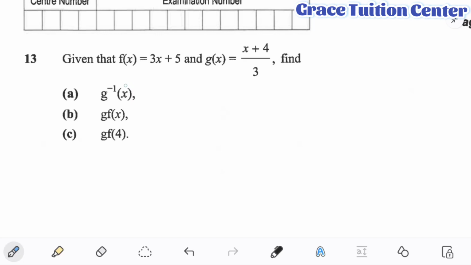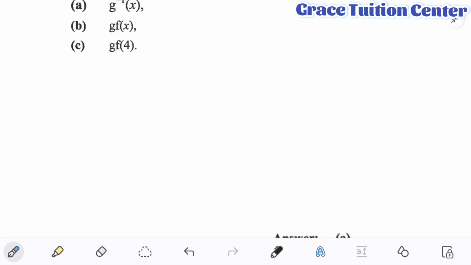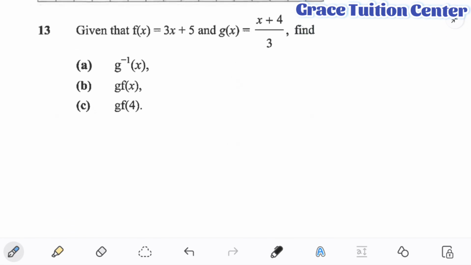The question says, given that f of x equals 3x plus 5 and g of x equals x plus 4 over 3, find g inverse of x. So this is a very simple question. The inverse of a function is found in 3 steps. So we write the first step: we're finding g of x, not f of x. So we write the function whose inverse we want to find. So you say g of x equals x plus 4 over 3.